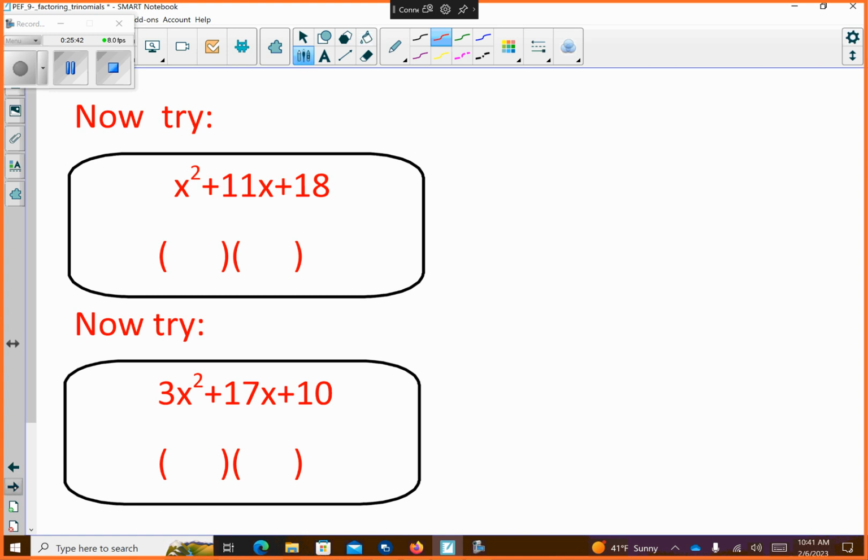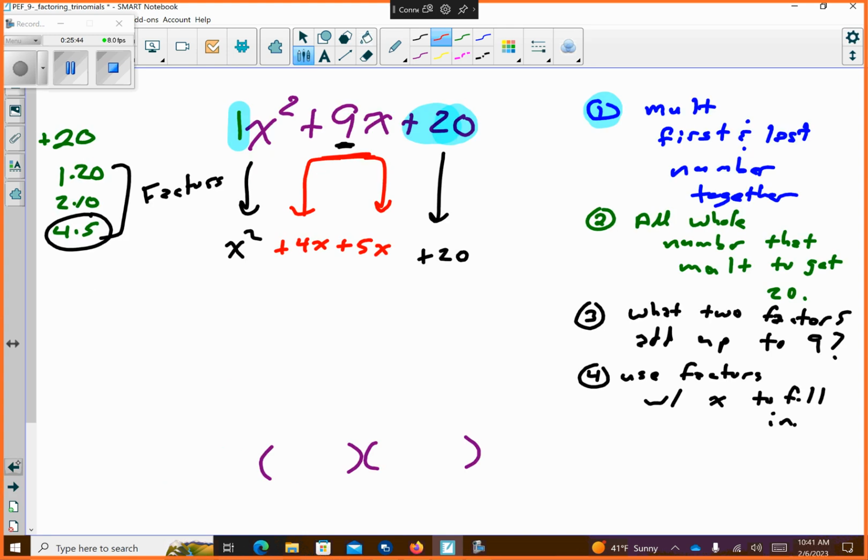Watch the language. So multiply the first and last together. The two whole numbers that would add up to the middle. And then use the factors with x. So the 4 and the 5 add up to 9. The 4 times 5 gives me 20. And then I'm going to go 4x and 5x. So I went from 3 terms to 4 terms. Good? Yes. All right. I'm at 4 terms.